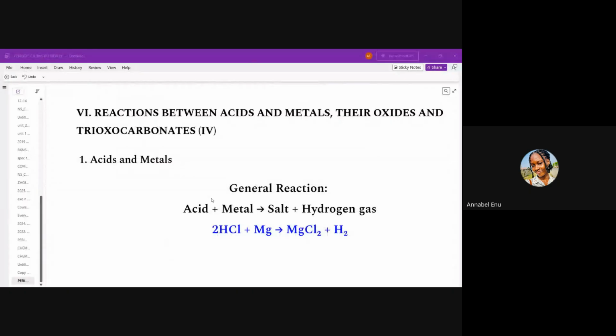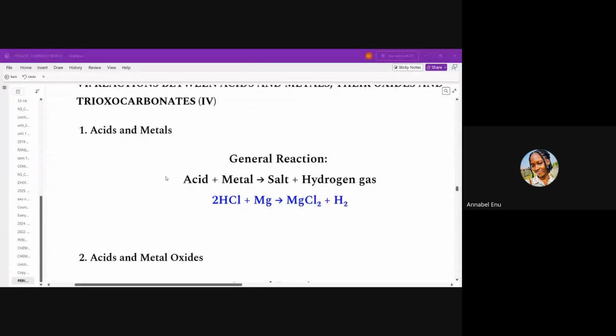Okay, now for metals, acids, this thing often comes out in your WAEC, so please pay attention to some of these reactions. Metals will react with acid to give us salt and hydrogen gas. We know neutralization reaction, right? Where acid reacts with base to give us salt and water.